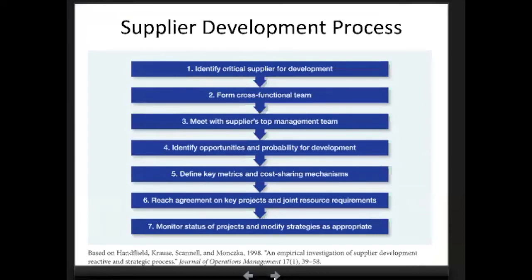The process that you follow is you identify critical suppliers that need development, form a cross-functional team within the company, meet with suppliers' top management team, identify the opportunities and probability for development. You also define some key metrics. What are the cost sharing mechanisms? If there is cost that the supplier is incurring as part of the development process, is the buyer also going to share some of that cost on the supplier's behalf? Reach an agreement on key projects, which ones need attention and joint resource requirements. And finally, monitor the status of supplier projects and modify strategies as and when it's appropriate.